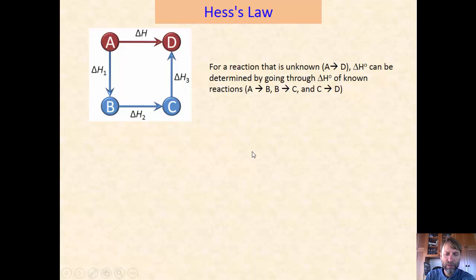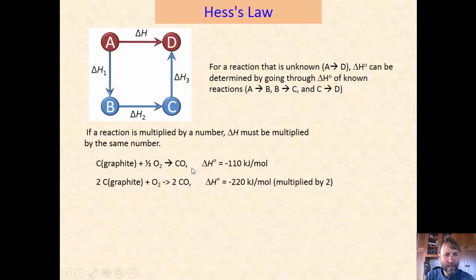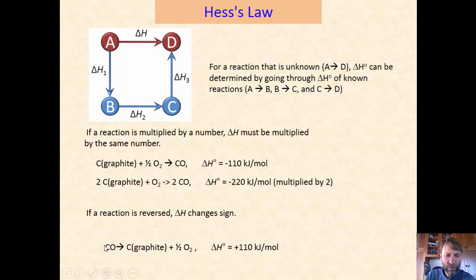Now there's a couple of rules. One is that if you multiply the reaction by an integer, you have to multiply the delta H of reaction by that same integer. And if you reverse a reaction, then the sign on delta H also is reversed.